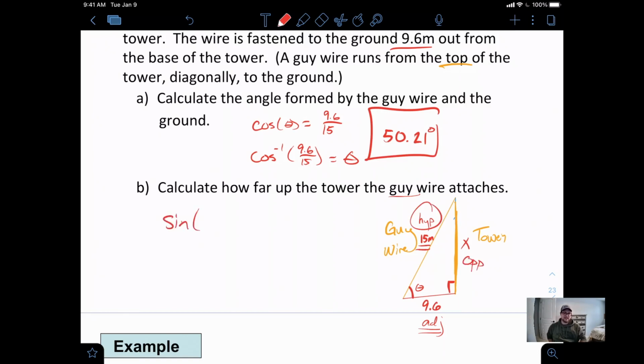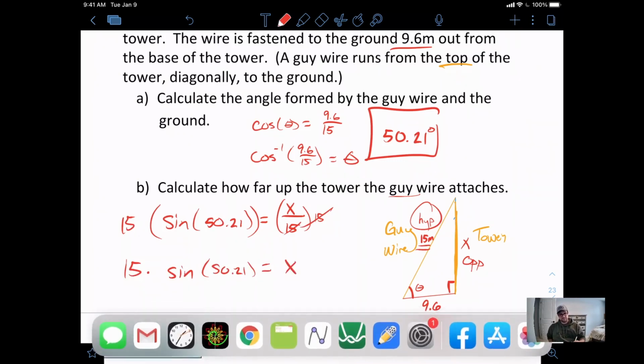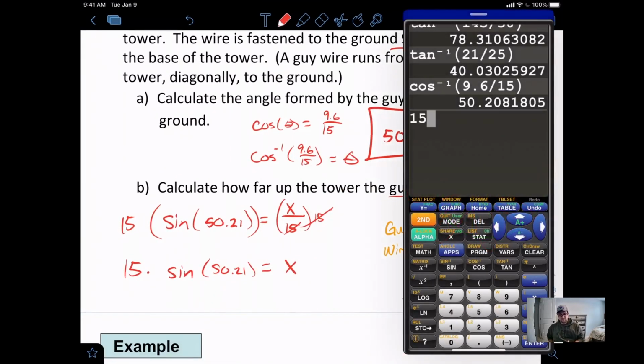So I'm going to say sine of my angle, which we just found was 50.21, is going to be equal to my opposite, which is x, over my hypotenuse, which is 15. So to solve this, I would multiply both sides by 15 to isolate x. So I have 15 times the sine of 50.21 as what x is. So coming over to our calculator, 15 times the sine of 50.21 will give us a height of 11.53. That is what x is equal to.